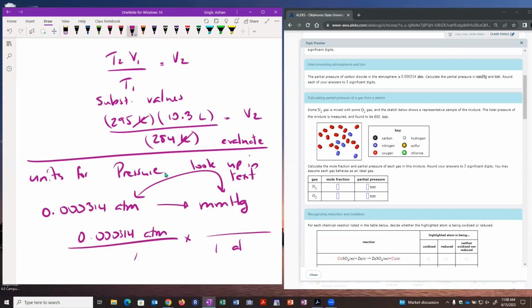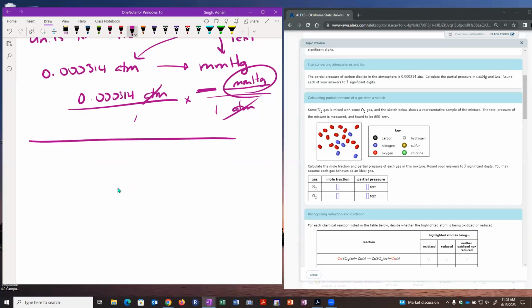So for every 1 atmosphere, you have whatever you're going to find for millimeters of mercury, right? Whatever that number is, atmospheres cancel, and you end up with mmHg as your unit. Do the same thing for the torr. All right, then the next one.